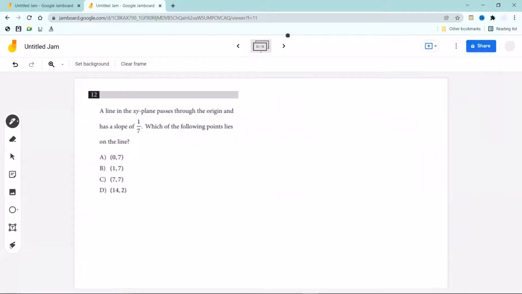So number 12 says a line in the xy plane passes through the origin, so it contains the point 0, 0, right? There we go. It contains the point 0, 0, and it also has a slope of 1 over 7. So the slope of 1 over 7 means essentially up 1 from this origin and then over 7 to the right.